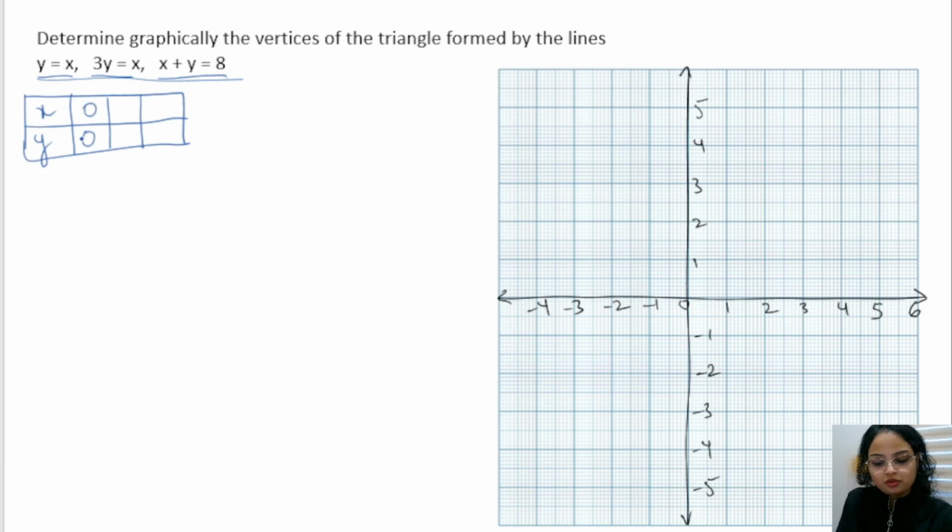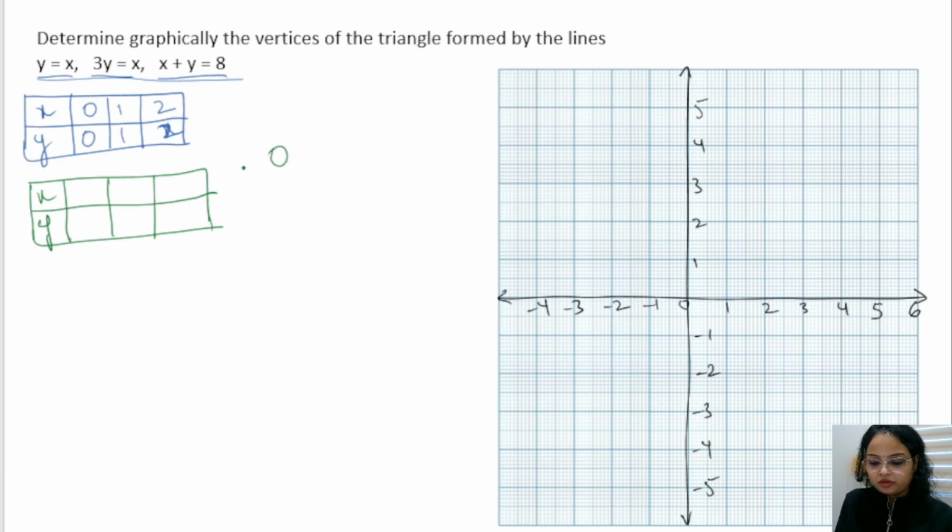So if x is 0, y is 0. If x is 1, y is 1. x is 2, y is 2. And in the second equation, we will assume x values and we will find out y values. If x is equal to 0, so 3y is equal to 0, so we'll get y is equal to 0. If x is equal to 3, what is y value? 3y is equal to 3, so here y is equal to 3 by 3, it is 1.